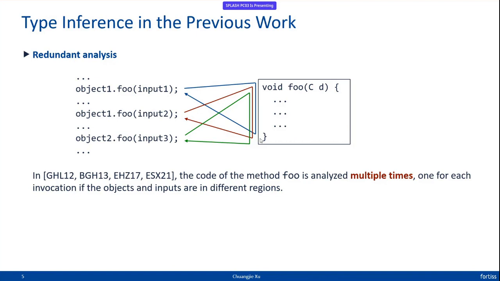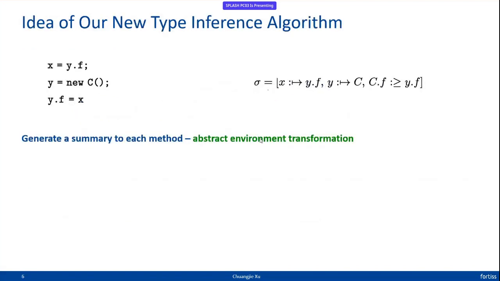This will make the analysis less efficient, and we want to improve this. Our idea to improve this is to have a type inference algorithm that analyzes the code only once. The idea of our new inference algorithm is to generate a summary for the method. These summaries capture how the types change in the program. And then later in the analysis, let's use this summary only, but not the source code. And we call our summary an abstract transformation, or abstract environment transformation.